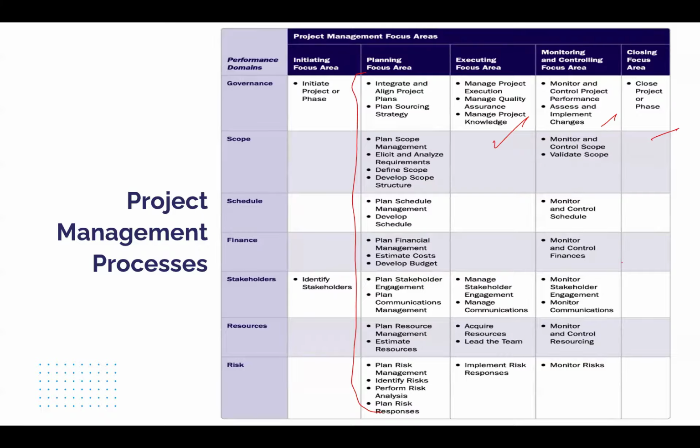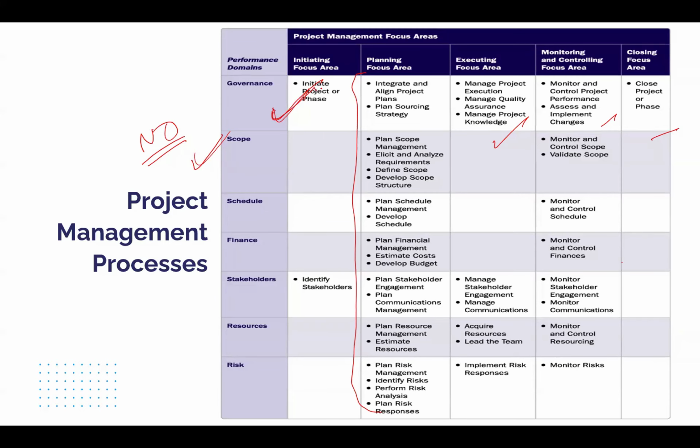By the way, I did show you this table. Do you need to remember this mapping? No, not at all. Don't waste any time memorizing. There'll be no question in the exam which would ask you which focus area or which performance domain a process belongs to. There'll be no such direct question. But it's good to know. It's a very good checklist for you. You should know what all things we do in initiation, what in planning, and so on. We'll be learning them all.